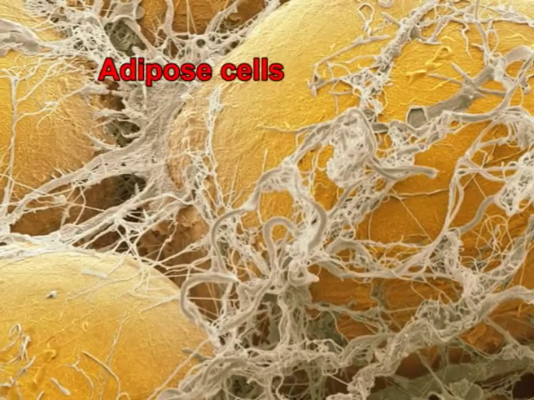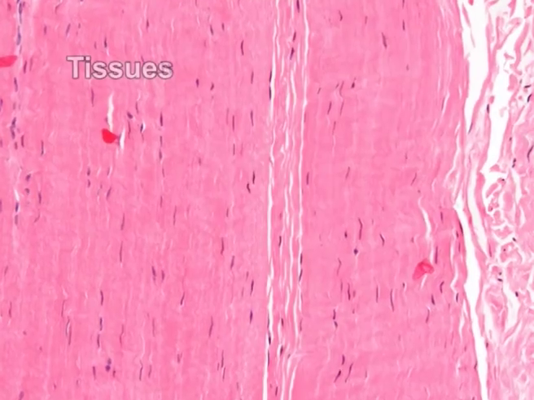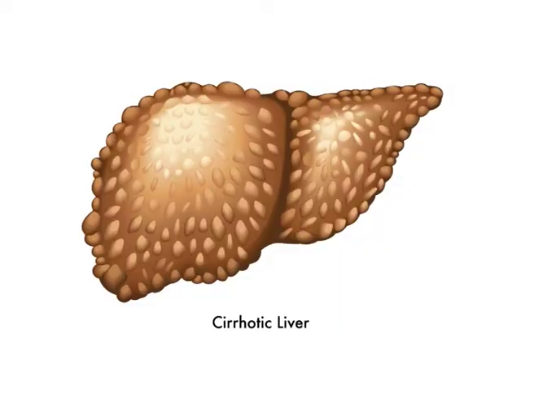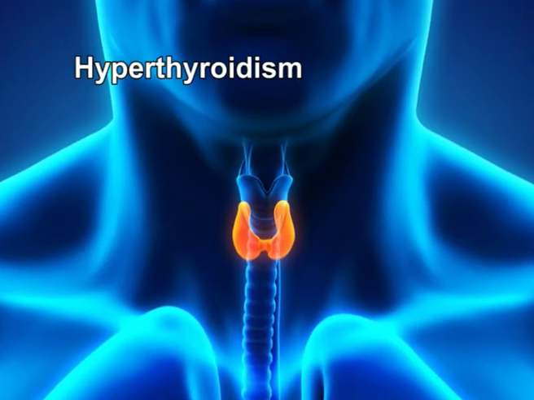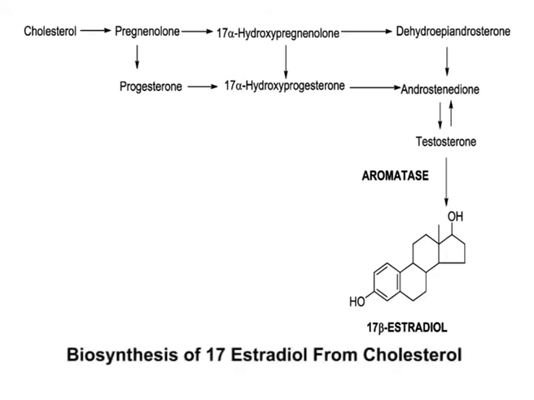Aromatase activity is present in adipose cells and also in liver, skin and other tissues. Increased activity of this enzyme may contribute to the estrogenization that characterizes such diseases as cirrhosis of the liver, hyperthyroidism, aging and obesity. Figure number 5 depicts the biosynthesis of 17-beta estradiol from cholesterol.